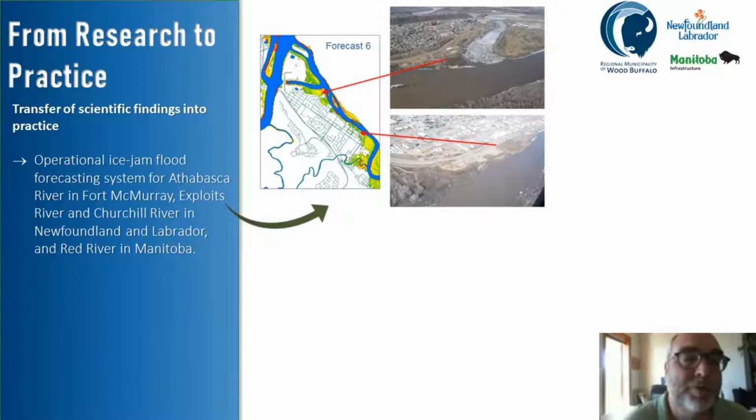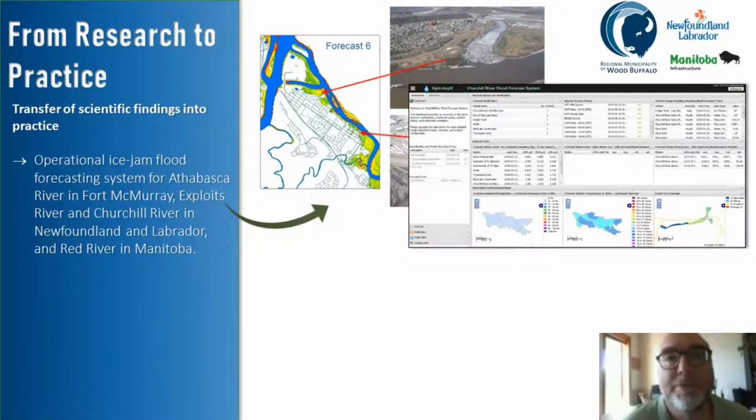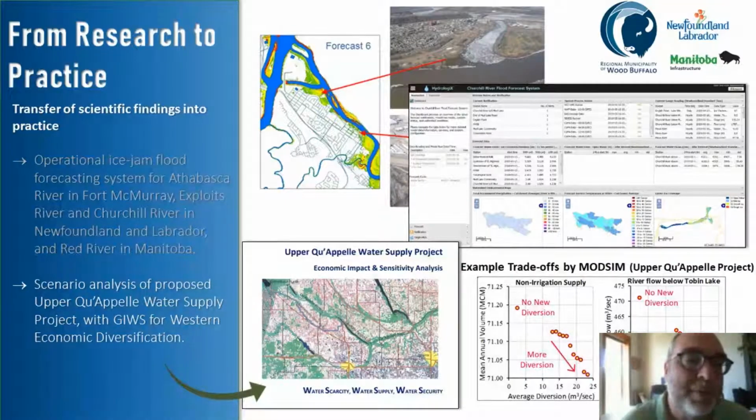We are also working to transfer research into practice where possible. For example, this is the work on river ice modeling, where the development has led to an operational ice jam flood forecasting system for the Churchill River in Labrador that I mentioned before. And another example comes from a recent scenario analysis performed for Western Economic Diversification on the proposed Upper Capel water supply project in Saskatchewan. We provided an initial evaluation of trade-offs that could be associated with different options for the proposed conveyance structure.